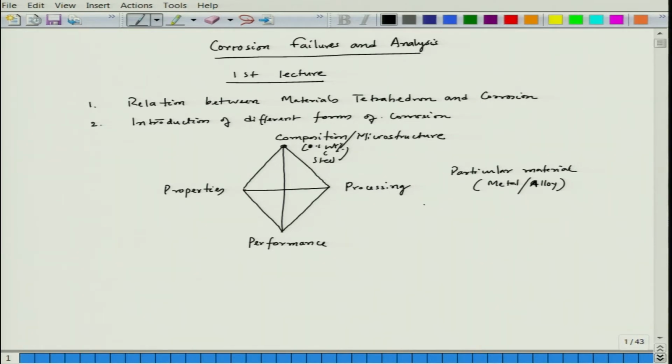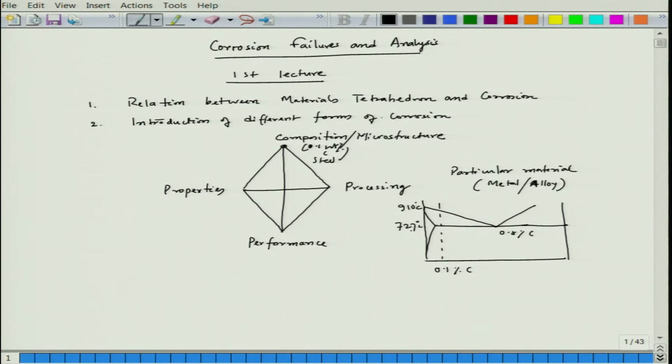So, if we consider the phase diagram, only the steel part, I am just drawing the steel part only. So, this is 0.8% carbon steel and 0.1 is coming here. This is 910 degrees Celsius, this is 727 degrees Celsius, and this is 8% carbon, and this is, in some books you will find 1.8 weight%, or in some books you will find 2 weight%.